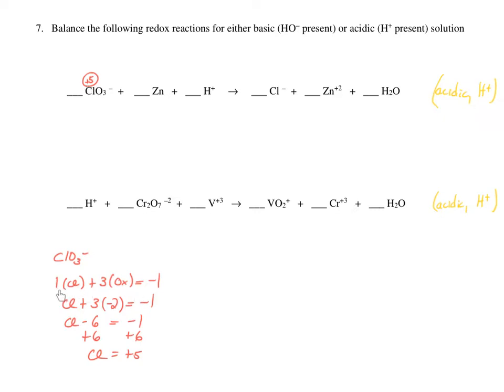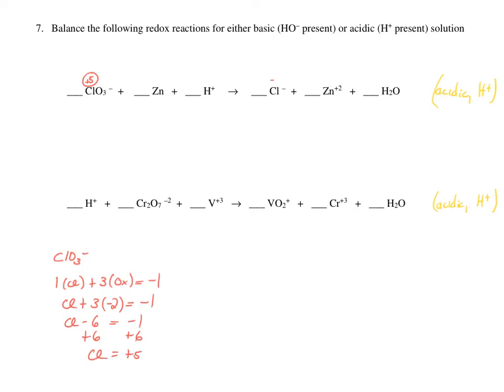This is the way we've done it. We have 1 times the oxidation number of chlorine plus 3 times the oxidation number of oxygen has to equal -1. That's our net charge. Chlorine plus 3 times -2 equals -1. We step through and we see chlorine must have an oxidation number of +5.